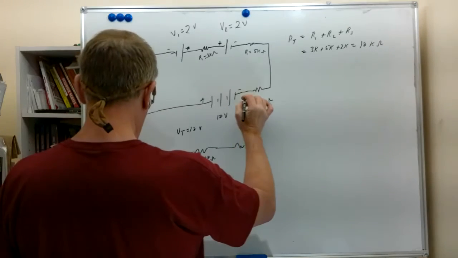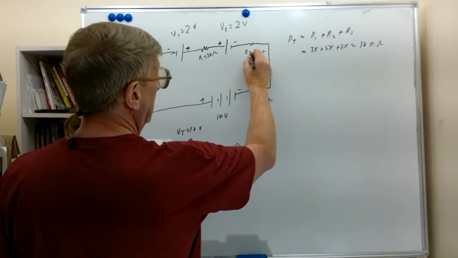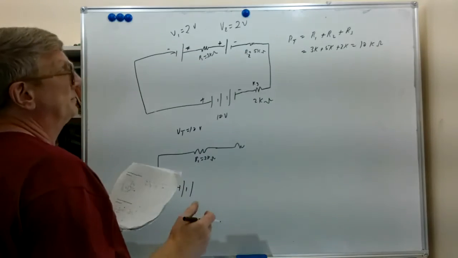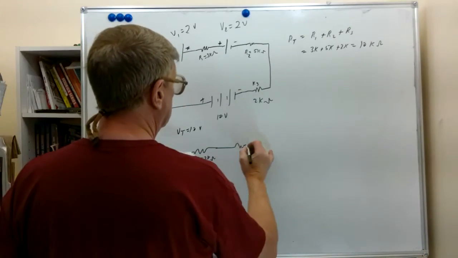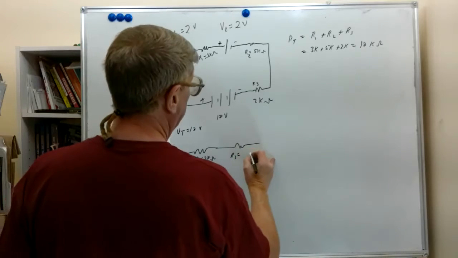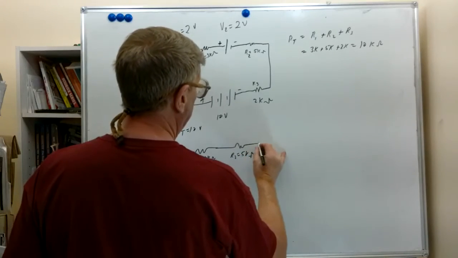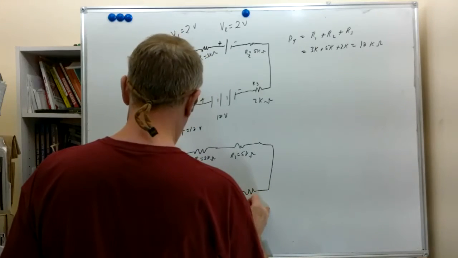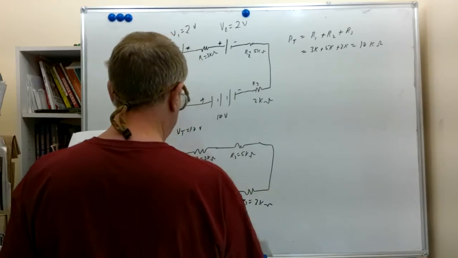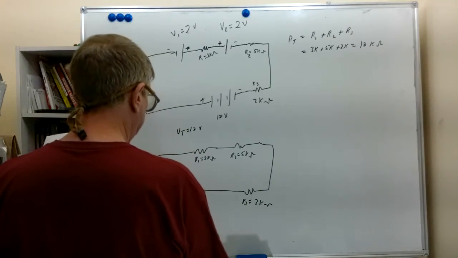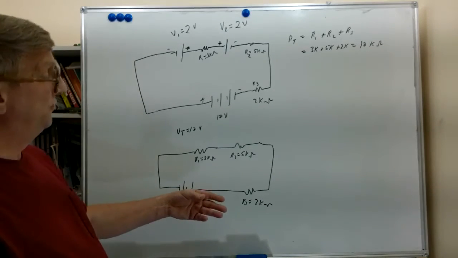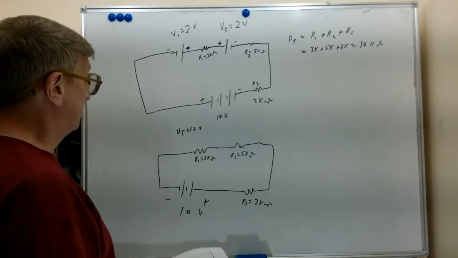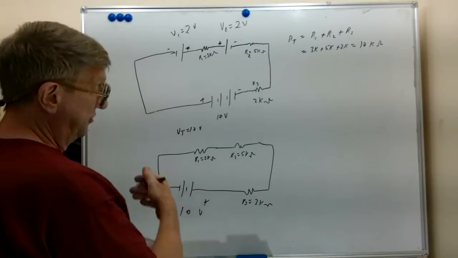This is R2, and this is R3. R2 was 5K ohm, and this is R3, which equals 2K ohm. This is 10 volts. Now we've only got a single voltage source, and we did that because these two cancel their potential difference out, so it has no impact.